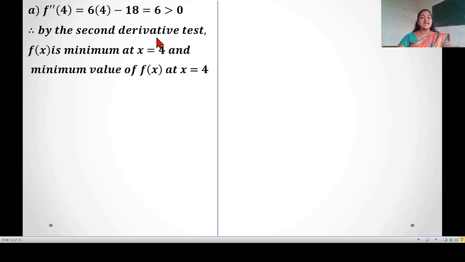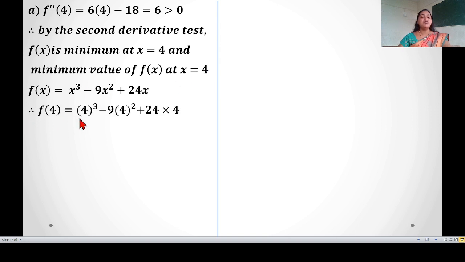So by the second derivative test, f of x is a minimum at x is equal to 4 and minimum value of f of x at x is equal to 4 is f of x is x cube minus 9x square plus 24 multiply x. Now whenever x is replaced by 4, so f of 4 is equal to 4 cube minus 9 multiply 4 square plus 24 multiply 4. Now simplify this, so f of 4 is equal to 64 minus 144 plus 96. Again simplify this. So f of 4 is equal to 16. So this is the minimum value at x is equal to 4.